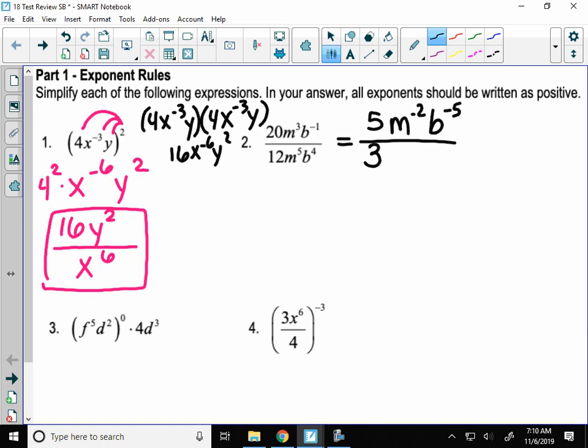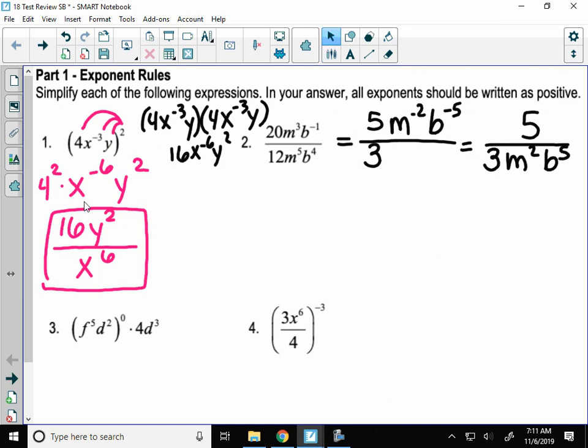But since those both have negative exponents, the m and the b have to move to the denominator. 5 over 3, m squared, b to the 5th. I guess I could write 5 in the middle to make it look a little more centered. That would be the answer. Now, another way to think about this is you have to know that the m and the b are going to be in the denominator.